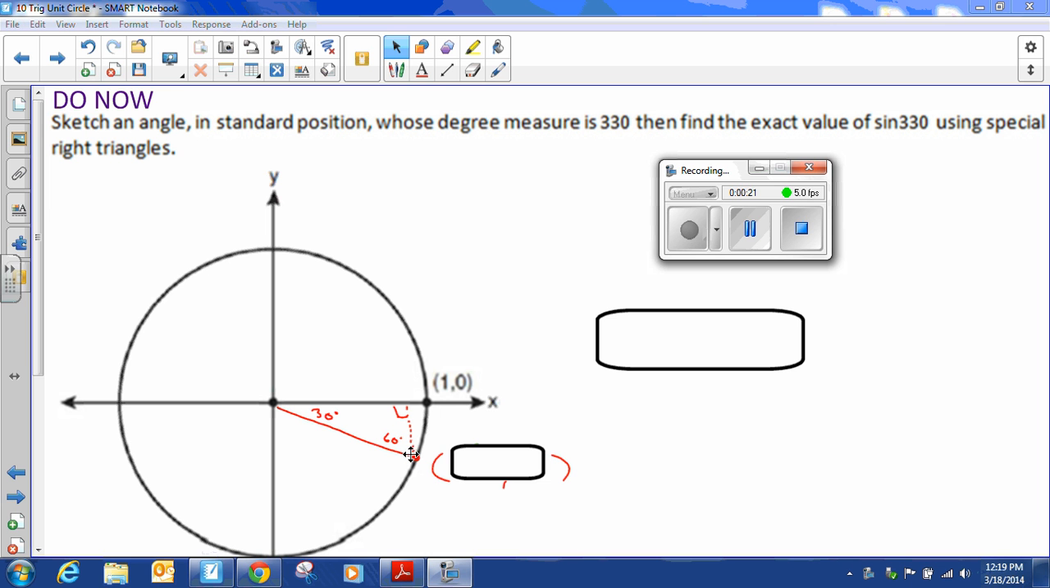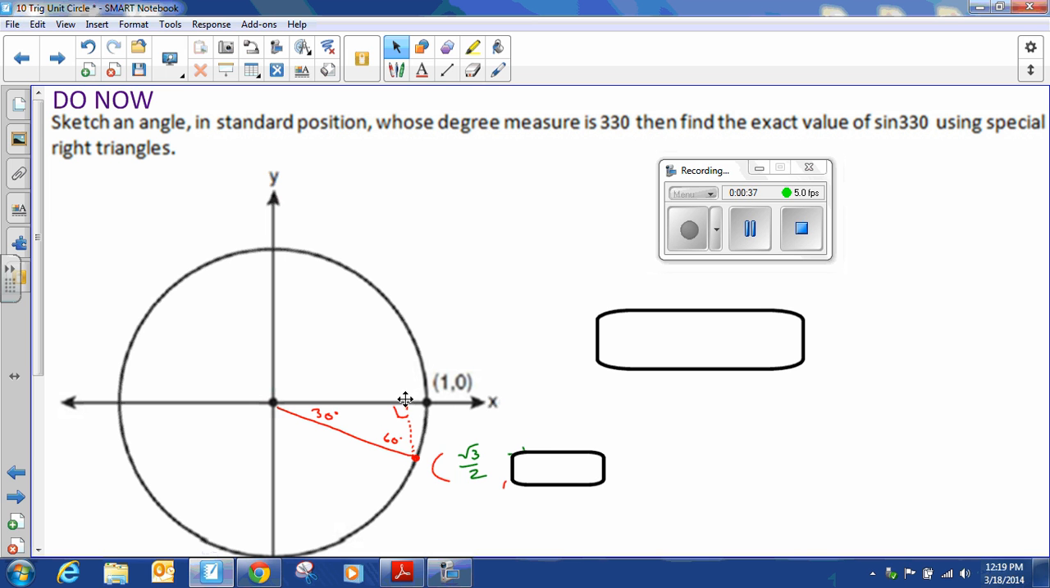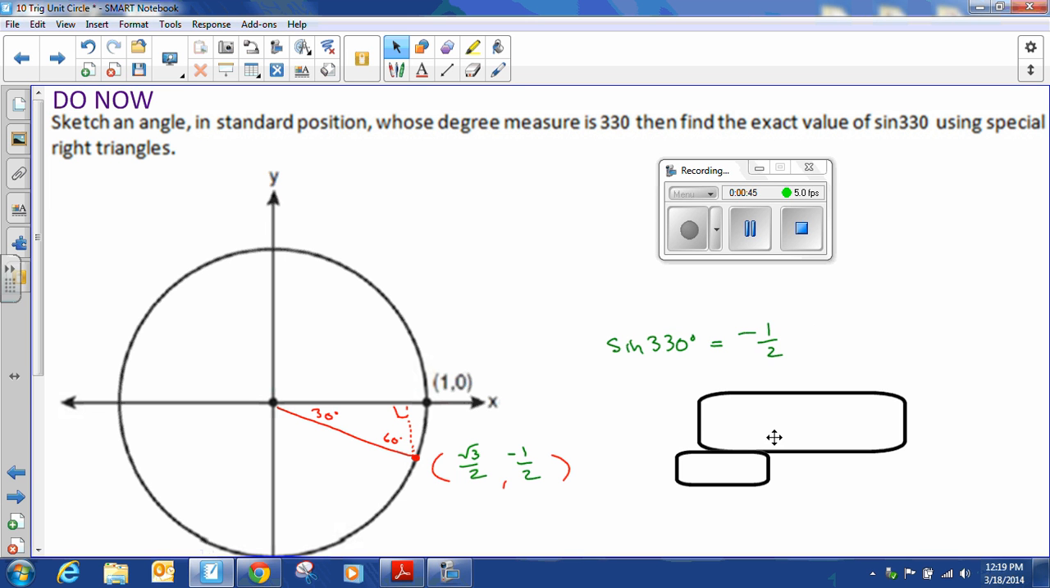As you can see, here's 330. This would be a 30, 60, 90 triangle. And based on what we learned in our previous lesson, the longer leg is square root of 3 over 2, which is your x value. And your shorter side is 1/2, and it's going to be negative 1/2 because we are in quadrant 4. So, to answer the question, sine of 330 degrees equals negative 1/2.